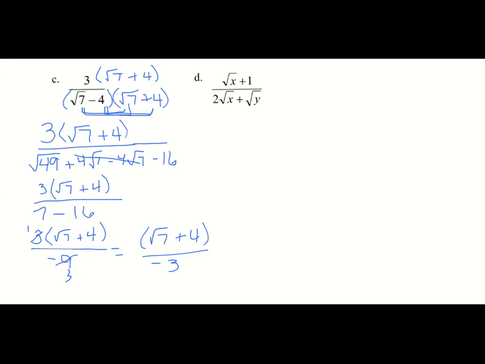And let's take a look at D. So here we are going to multiply the top and the bottom by the square root, or no, hold on one second, let me erase this real quick. We're going to multiply it by 2 square root x, instead of plus the square root of y, minus the square root of y. And then the same thing on the top.